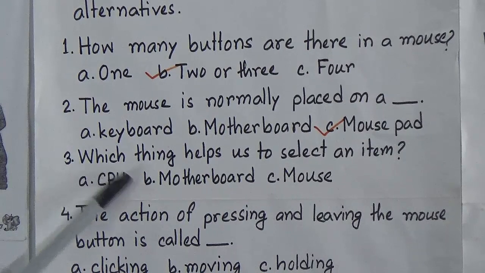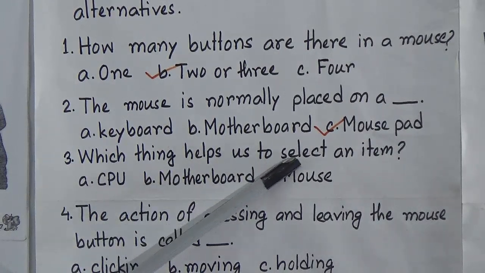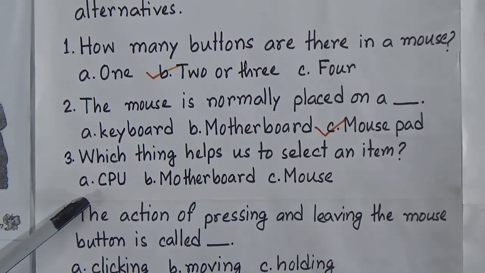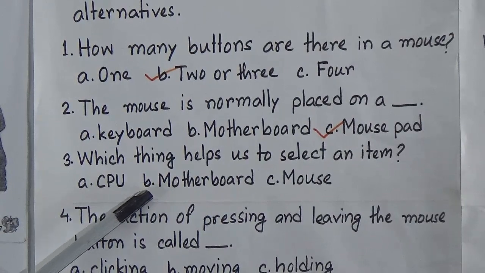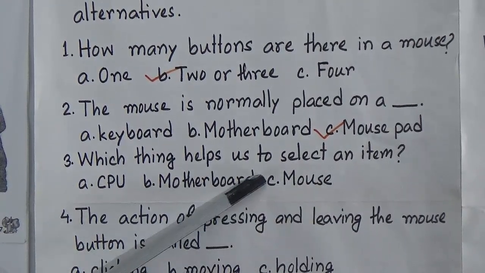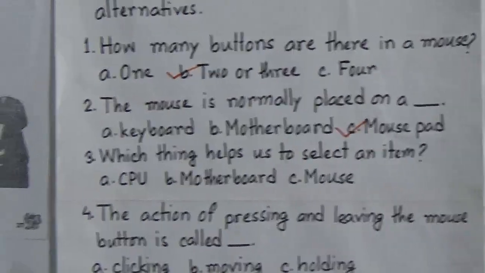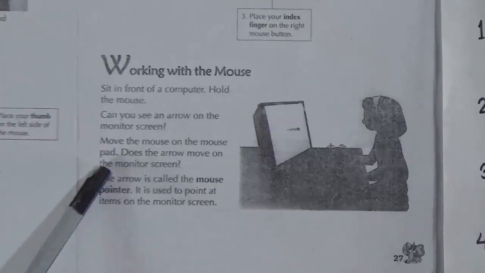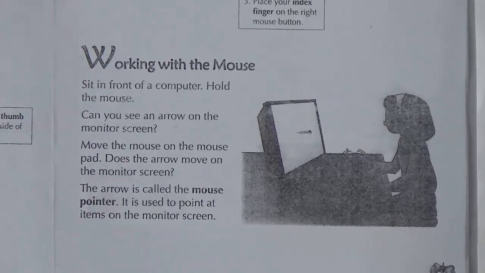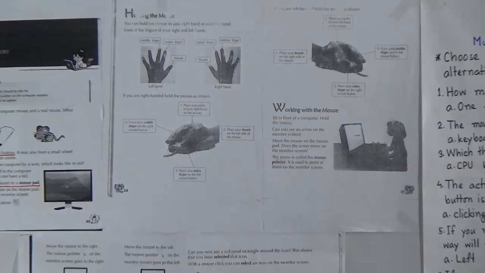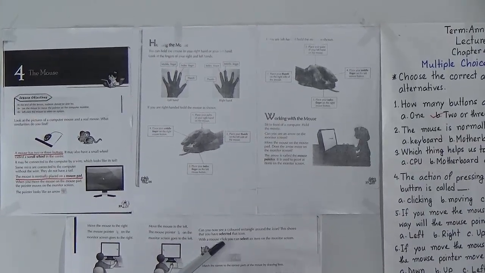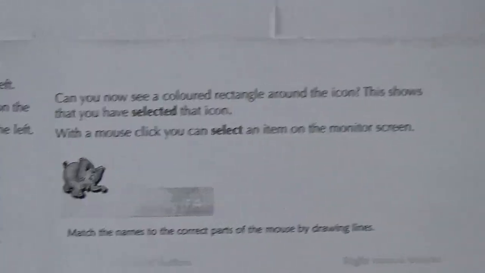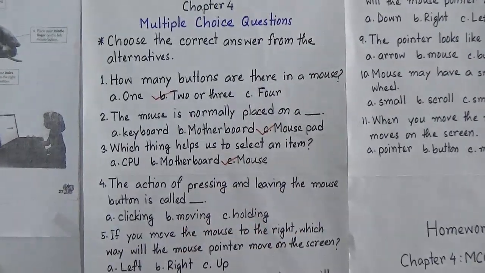Now number 3. Which thing helps us to select an item? We all know the answer, isn't it? Option A, CPU, option B, motherboard, option C, mouse. So what is the answer? Okay, let's find it out. Now look, it's not given directly in your book. So what do you use to select an item? With a mouse click you can select an item. That means we need the mouse to select an item. So our answer will be C.